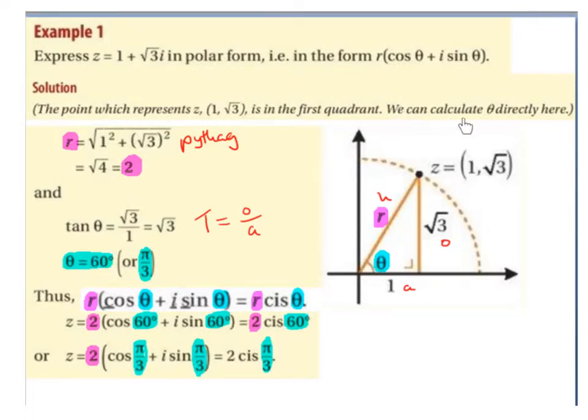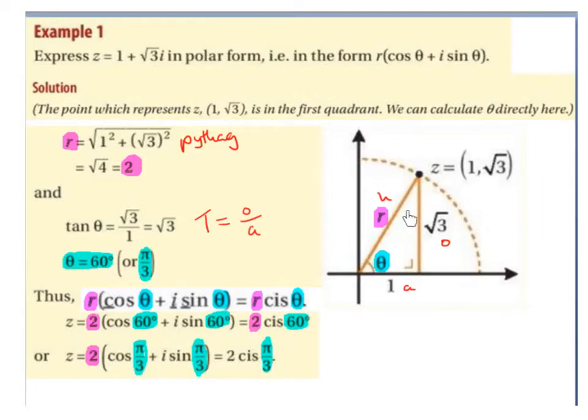So we can calculate theta directly here. r is going to be the square root of 1 squared plus root 3 squared. So this is Pythagoras' theorem. So it's the square root of the adjacent squared plus the opposite squared added together. And we get root 4, which is 2. So the radius of our circle, or the hypotenuse of our triangle, is 2.